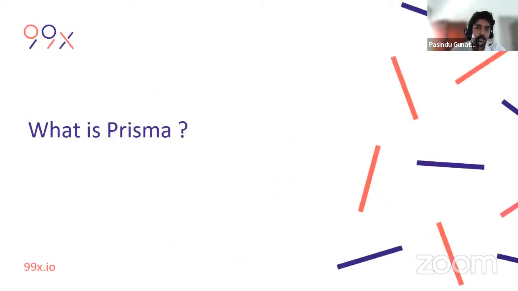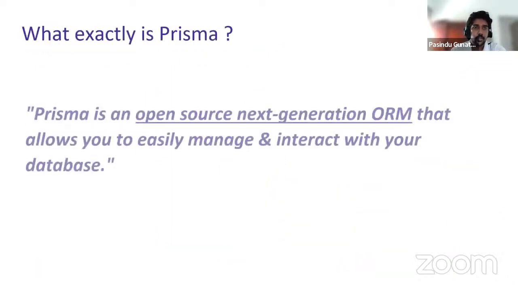So what exactly is Prisma? Prisma can be termed simply like this. Prisma is an open source next generation ORM that allows you to easily manage and interact with your database. And also Prisma can be termed as a complete type-safe database access tool as well.